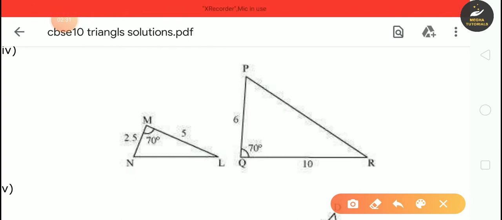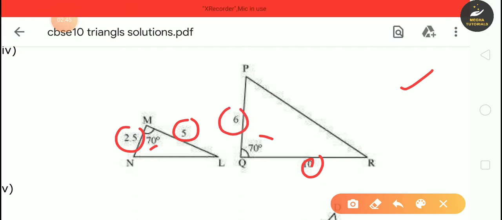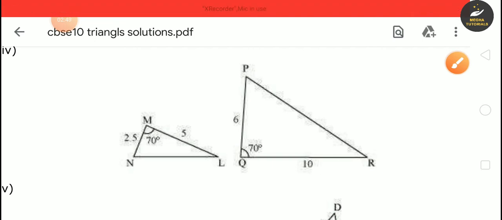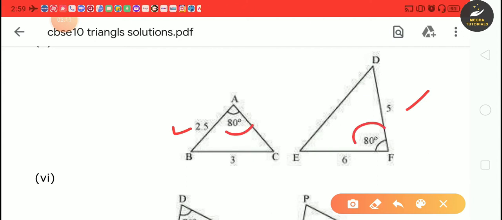Question 4. Triangle LMN and triangle PQR. 5 to the 10, 70 degree, 70 degree. But 2.5 and 6 are not in the same proportion. Therefore, given triangles are not similar triangles. Question 5. Triangle ABC and triangle DEF. So this angle and this angle positions are different. This angle is beside 2.5 and this angle is in between 5 and 6. Therefore, these two triangles are also not similar triangles.